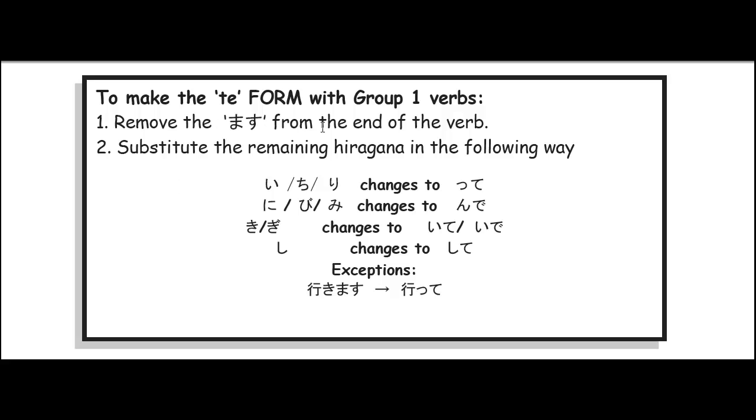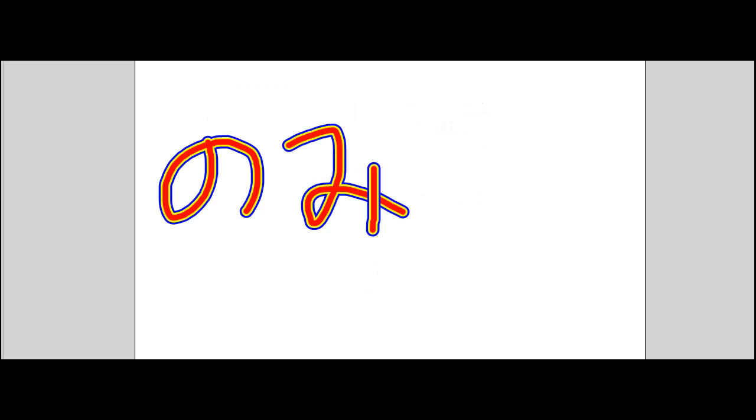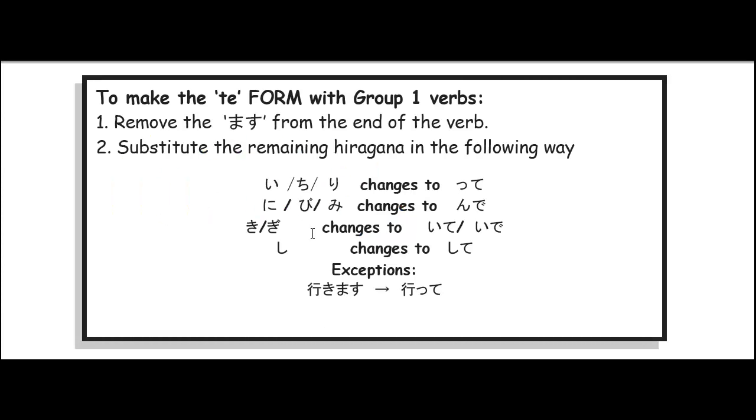Now once you've removed the mas from the end of the verb, leaving the verb stem, then step 2, you must substitute the remaining hiragana in the following way. So we have to find the hiragana which is remaining. Let's just have a look. Here it is, so it's mi. So we're going to remove that, and we're going to replace it according to the rule. Let's have another look. Okay, we've removed the mas from the end of nomimas. So we're left with nomi, that's the verb stem, and we're going to have a look now what to do with that remaining hiragana, that mi.